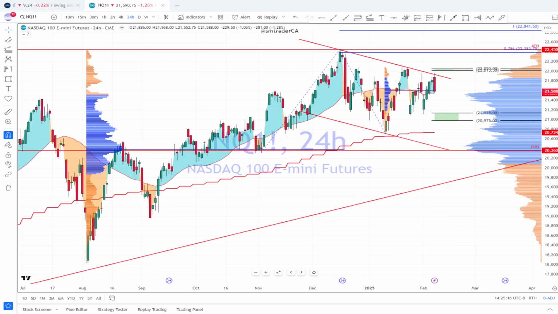And for the E-mini Nasdaq 100 futures, the NQ, we're also looking at the market pricing in the upper range to be between 22,050 and 22,015.50. And the lower range is 21,135 and 20,975. So those are the upper range and lower range.